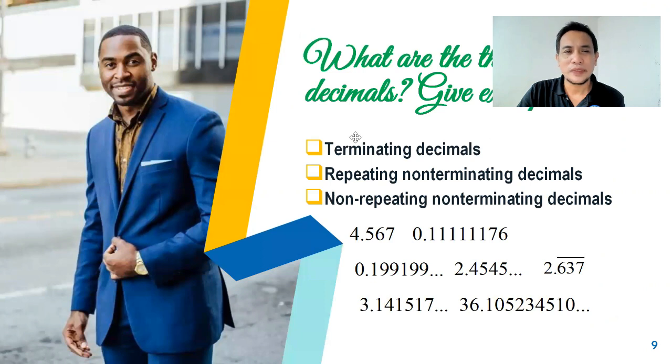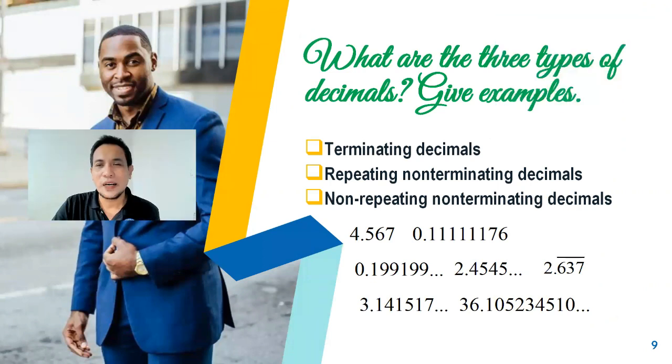Now, what are the 3 types of decimals? Okay, so can you give us an example of the 3 types of decimals? Okay, number 1 is terminating decimals. For the example of terminating decimals, we have 4.567 and 0.11111176. These are examples of terminating decimals.